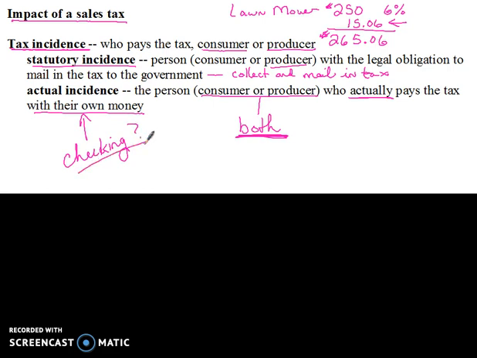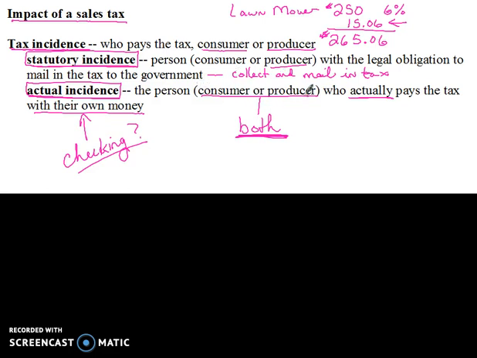In my example, maybe the money came out of the consumer's checking account to pay the $15.06 in taxes, and they paid it to Walmart, and then Walmart mailed the money into the state of Pennsylvania. So there's the actual incidence, who actually has to pay the dollars in the tax, and then there's the statutory incidence, who has the legal obligation to collect that money and mail it into the state of Pennsylvania. In most cases, the actual incidence is going to be split between the consumer and the producer.